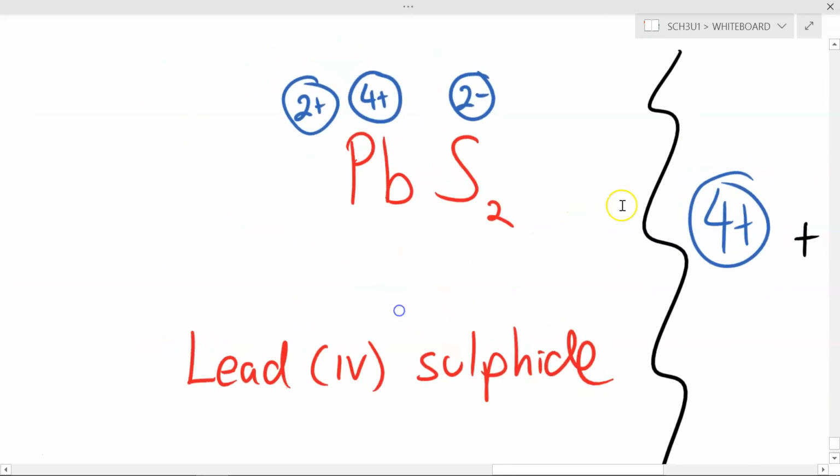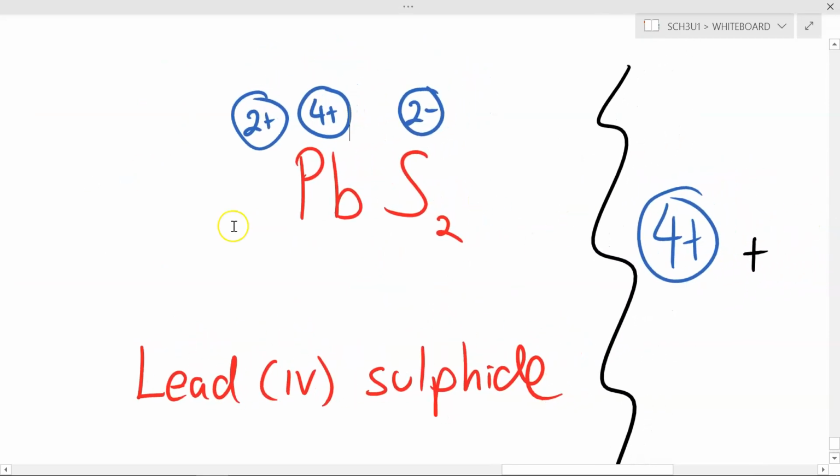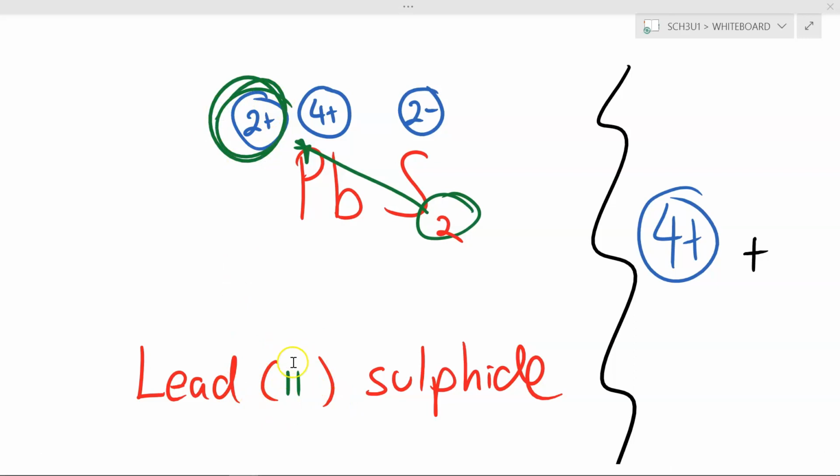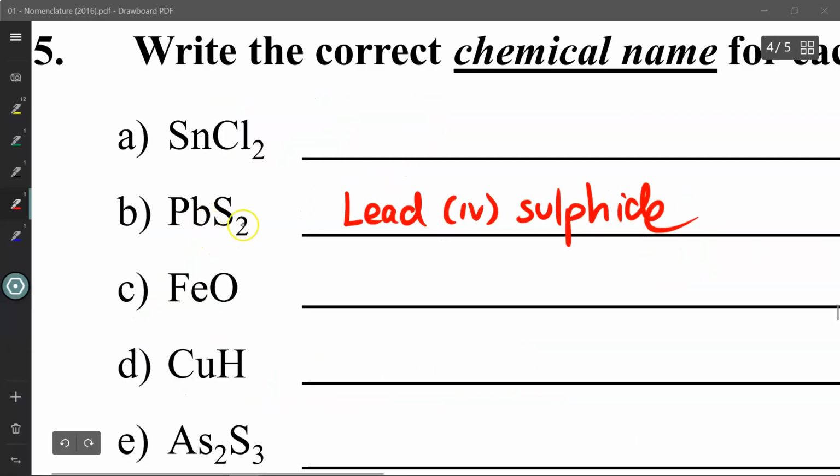Now, what if you didn't learn about the zero-sum rule? What if you only did crisscrossing? This is where students make their mistake, because if they crisscross, they take the 2 and punch it up. Oh, it must be lead 2, not lead 4, and that would be wrong. And that's why I don't recommend the crisscross rule, because you aren't understanding why you're doing things, you're just crisscrossing. And if you crisscross in this case, on a test, you're wrong. Alright, so PbS2 is lead 4 sulfide.